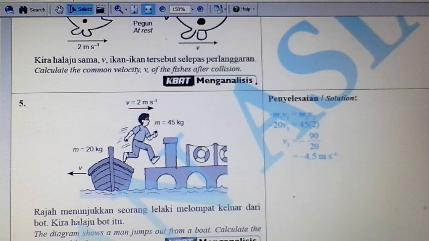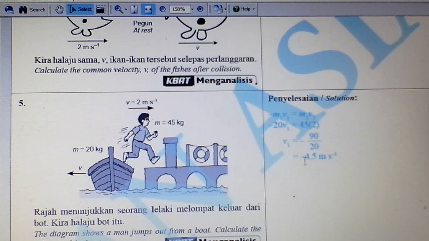So you can assume m1 as the boat, and m2 is the man. So the boat moves in the opposite direction to the man. The man jumps to the right, the boat moves to the left. Okay, so here we get negative 20 v1 equals 90. So v1 we get negative 4.5. Because for v2 you put a positive sign, meaning you assume to the right as positive.